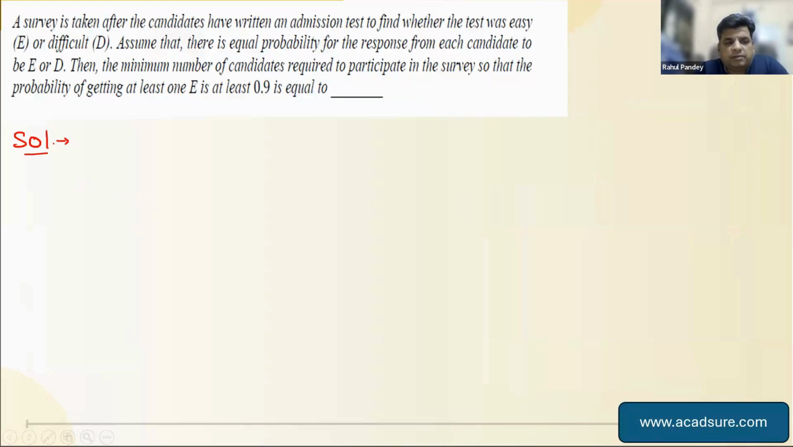A survey is taken after the candidates have written an admission test to find whether the test was easy, E, or difficult, D. Assume that there is equal probability for the response from each candidate to be E or D. Then the minimum number of candidates required to participate in the survey so that the probability of getting at least one E is at least 0.9 is equal to... we have to find the minimum number of candidates.